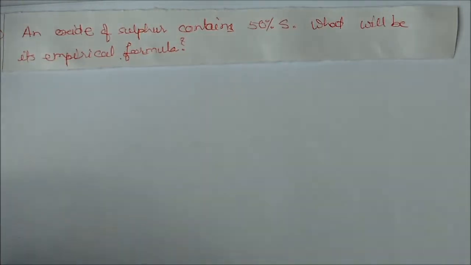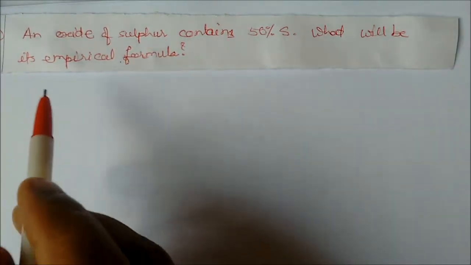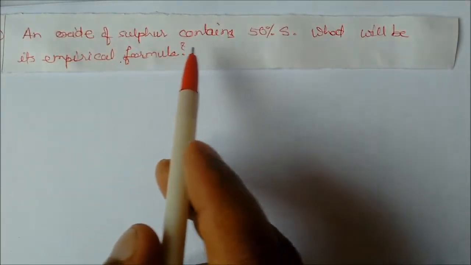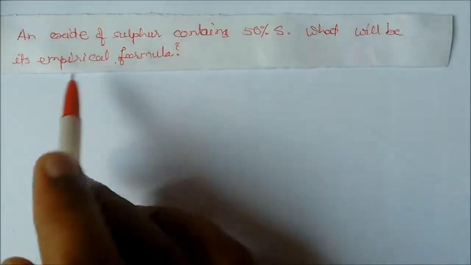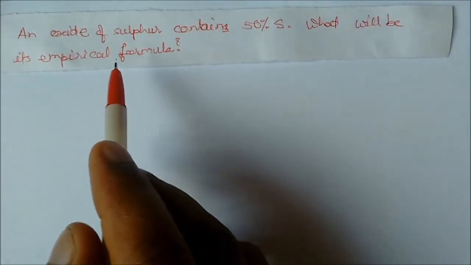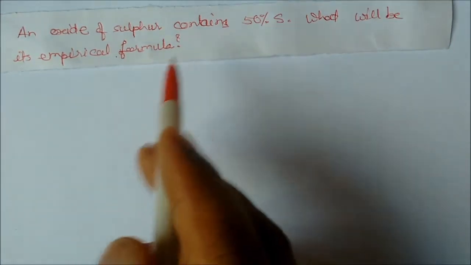Let us see problems based on percentage composition of the element. Here one problem is: an oxide of sulfur contains 50% of sulfur. What will be its empirical formula? And you know that empirical formula is the simplest formula of the molecular formula.